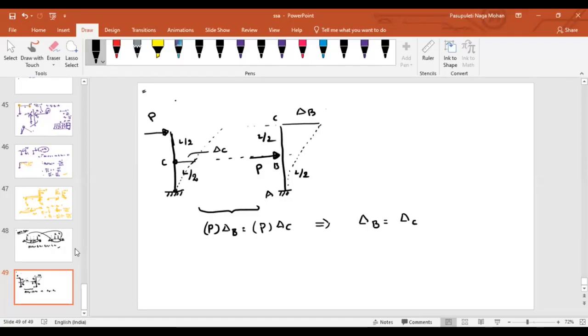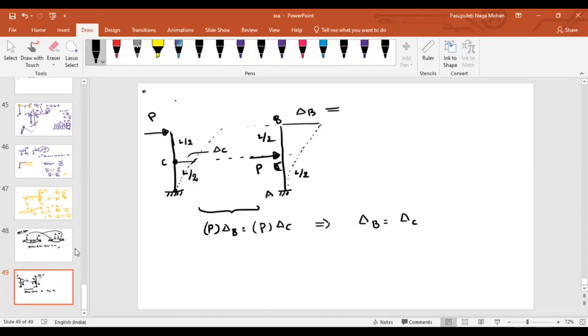Can you quickly tell me what is my deflection at point C here? Sorry, if this is C, that means this is C, this is B, right? Can you tell me what the deflection is here? For this, you don't need to solve anything. Quickly, you guys can tell me what the deflection is here.